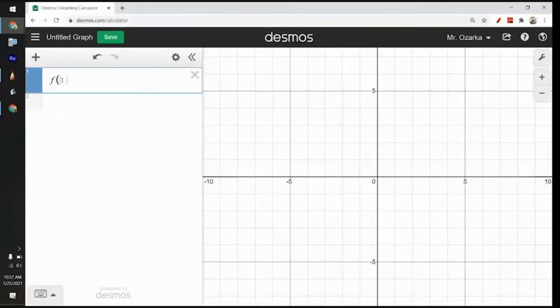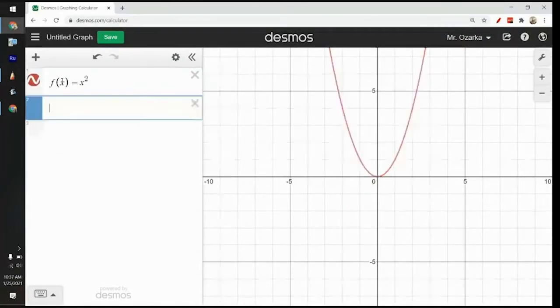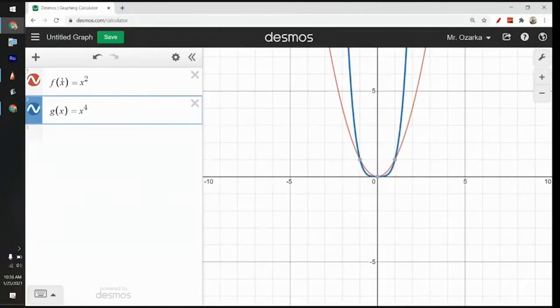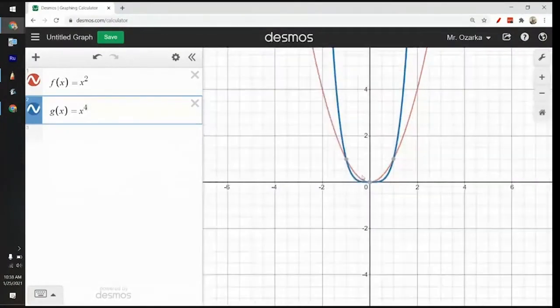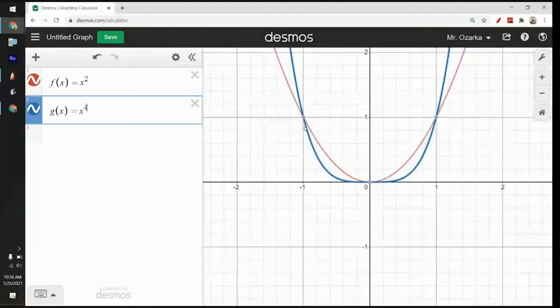And I'm going to say f of x is equal to x squared. Okay, it's symmetrical. G of x is equal to x to the 4th. Still symmetrical, but if you notice, the blue is less than the red up until 1 and -1 here. And then all of a sudden the blue is higher each time.